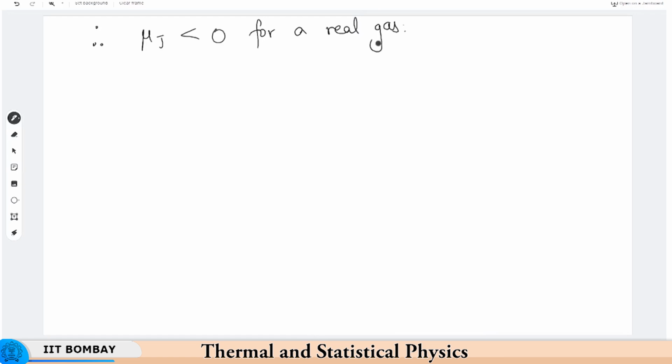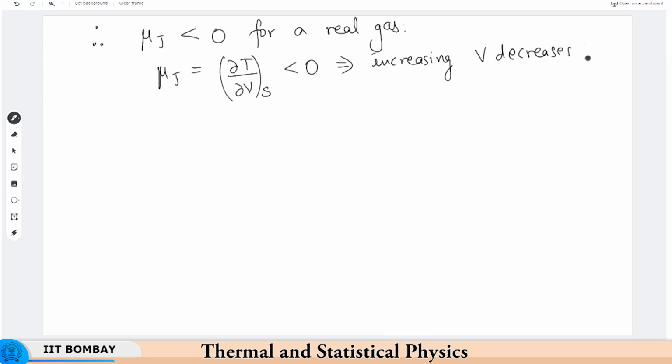Let us go back to the definition of mu j. So, mu j was basically the change in temperature by changing the volume, and this being negative means increasing V decreases temperature. So, if I expand a real gas adiabatically, its temperature will go down. So, that is okay, from this formula we can see it is negative.